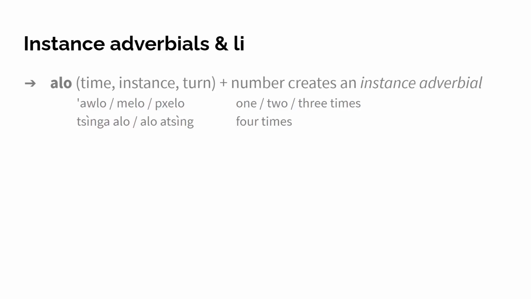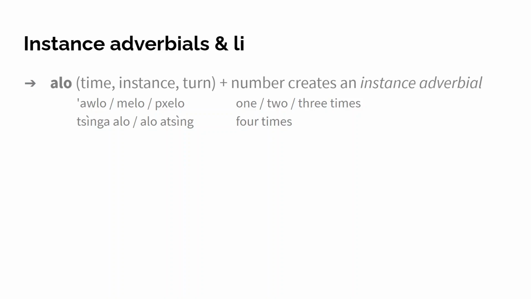So let's look at some other random adverbs that I personally find interesting. And first let's look at instance adverbials and li. What the hell is an instance adverbial, you might ask? They are built with alo, which is a noun meaning time, instance, or turn, plus a number. And what they do, they say how often something has been done. So for example, with aulo, melo, and elo, like you maybe can see, they're built from au, one, plus alo, so aulo, one time. Melo comes from mune plus alo, so 2 times, and elo is from a, 3 times. So yeah, someone did something 1, 2, or 3 times.